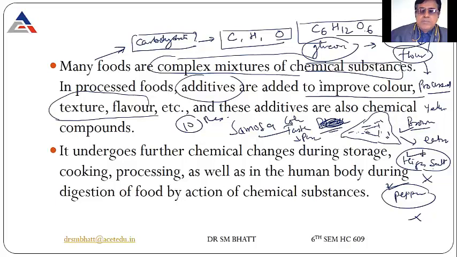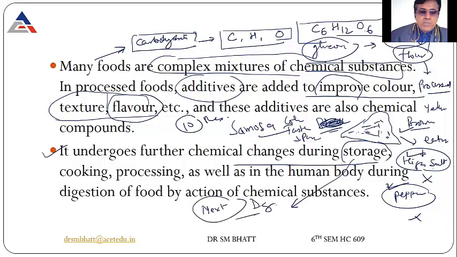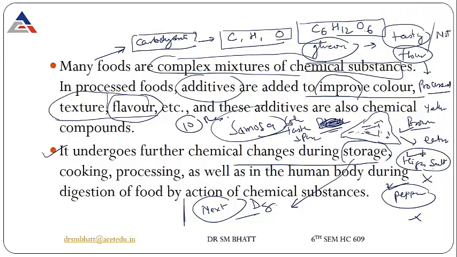So they should have improved color, improved texture, improved flavor. Food also undergoes further chemical changes during storage. Now, for example, you have to sell these samosas on the next day. Then you have to store them, right? If you are going to store them, what is the strategy for these samosas? Tell me how you can store them for the next day so that they do not lose their color and their taste does not change.